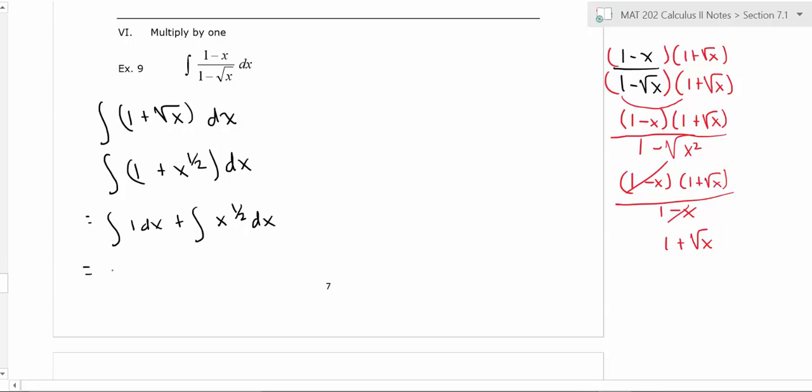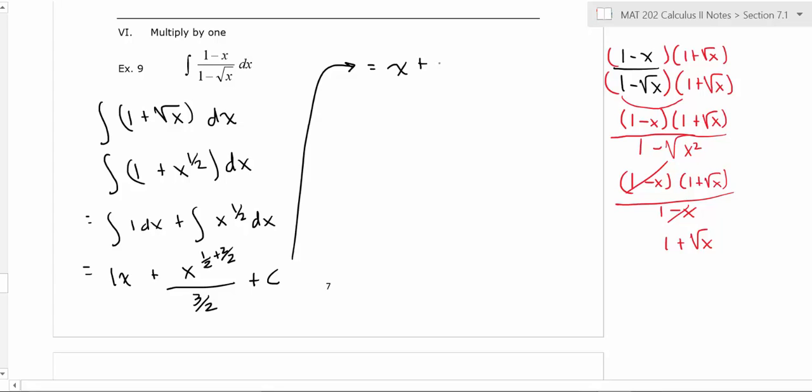The integral of a constant is just x, because the derivative of x is 1. Then you use the power rule, so you add 1 to the exponent, so I'm going to add 2/2, and divide by the result. The result of that is 3/2. Then you have plus c, and then we'll clean it up a little bit. So we have x plus, and we're dividing by 3/2, which means you're multiplying by 2/3. So it's going to be plus 2/3 x to the 3/2 plus c. Then that should be your solution to that problem.